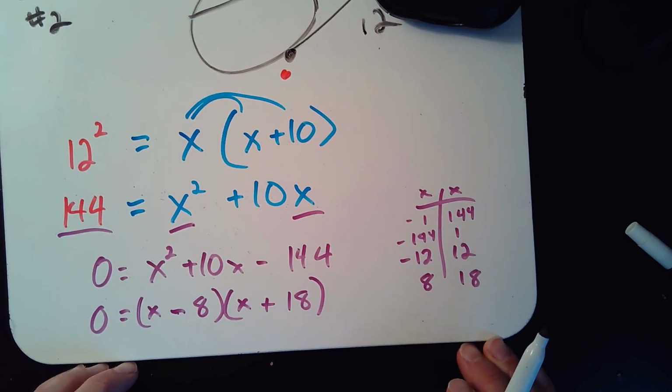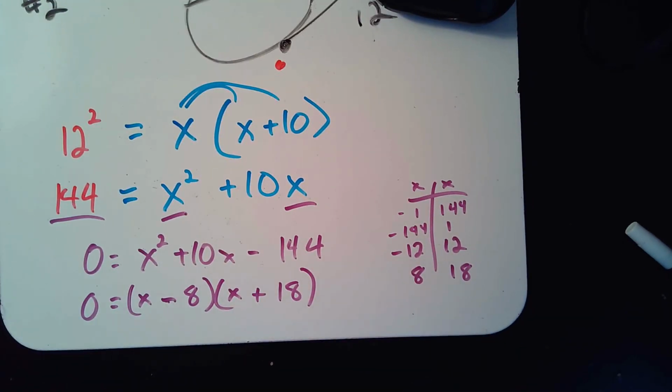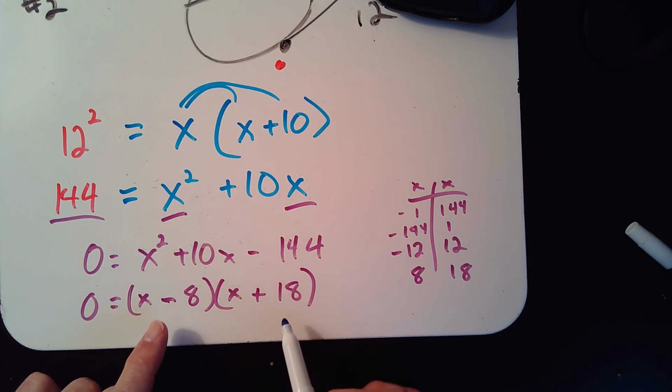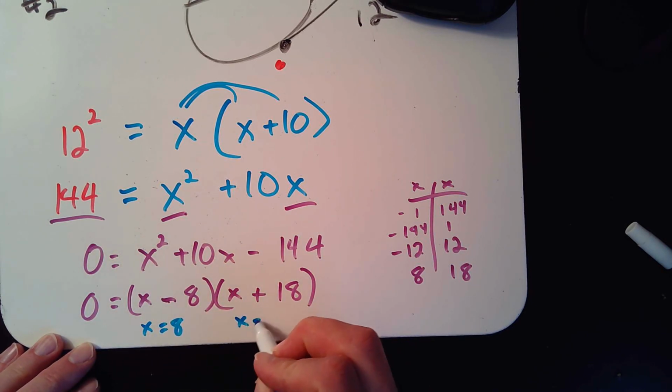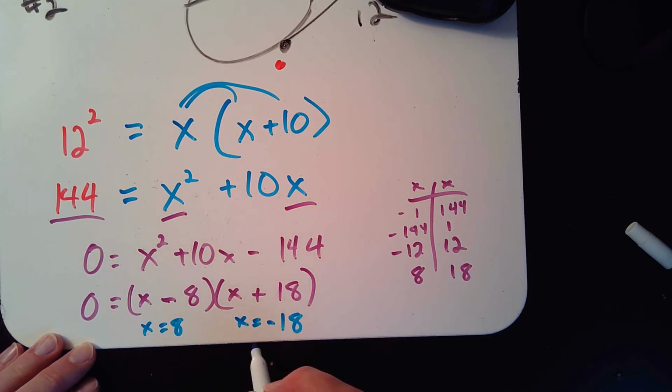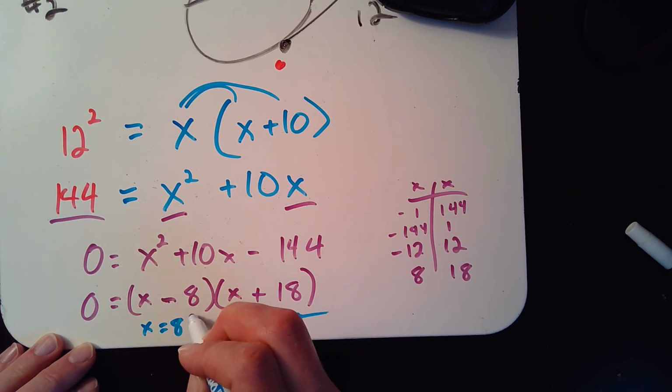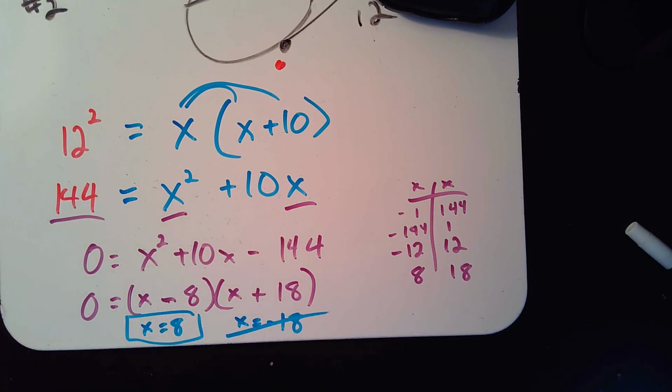All right, and our last step, again, this is called the zero product property, is thinking what value makes this true, that times that equals 0. So either x equals 8 or x equals negative 18. It can't be a negative length, so that can't be possible. That's why 8 is our answer.